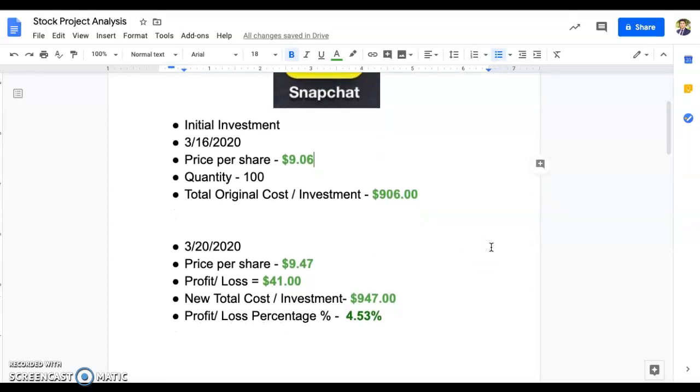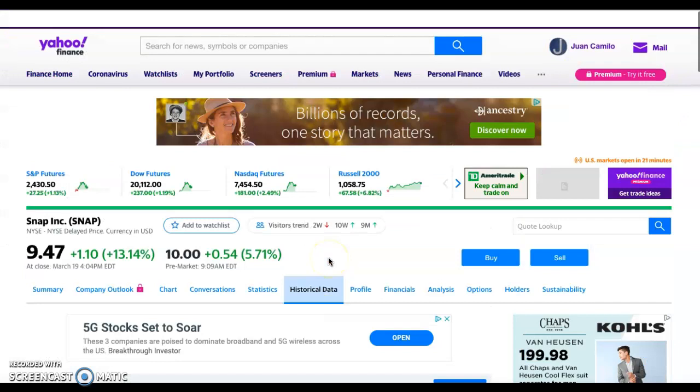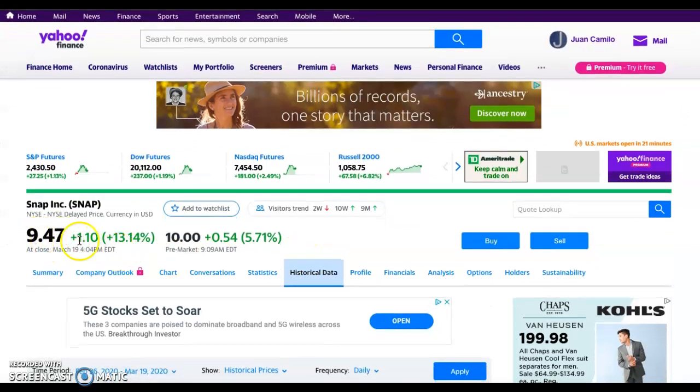The next thing you have to do, in order for us to do the analysis, is put today's price per share. So you're going to put today's date, March 20th, 2020. The price per share at the moment of Snapchat is $9.47. So you will also need to go into your Yahoo Finance and look at your stock price for today.